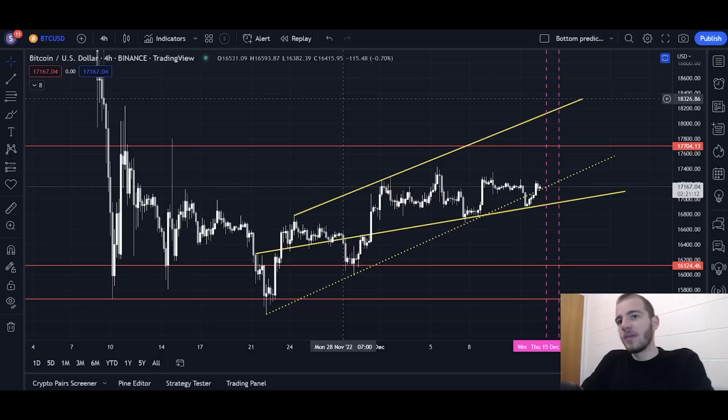FOMC, the market's predicting a 50 basis point hike. If it comes in at 75, that's bearish. If it comes in at 25, that's ultra bullish. If it comes in at 50 basis points, that's slightly bullish and mostly neutral. So that's kind of what we're looking at there. Sorry if that's a bit confusing. It's kind of hard to explain.